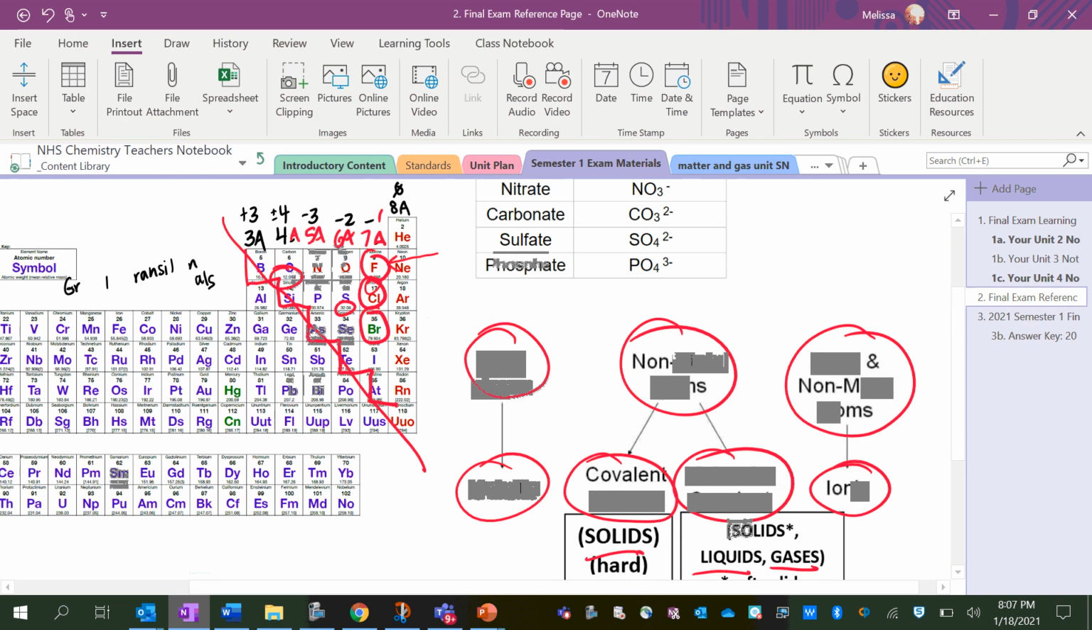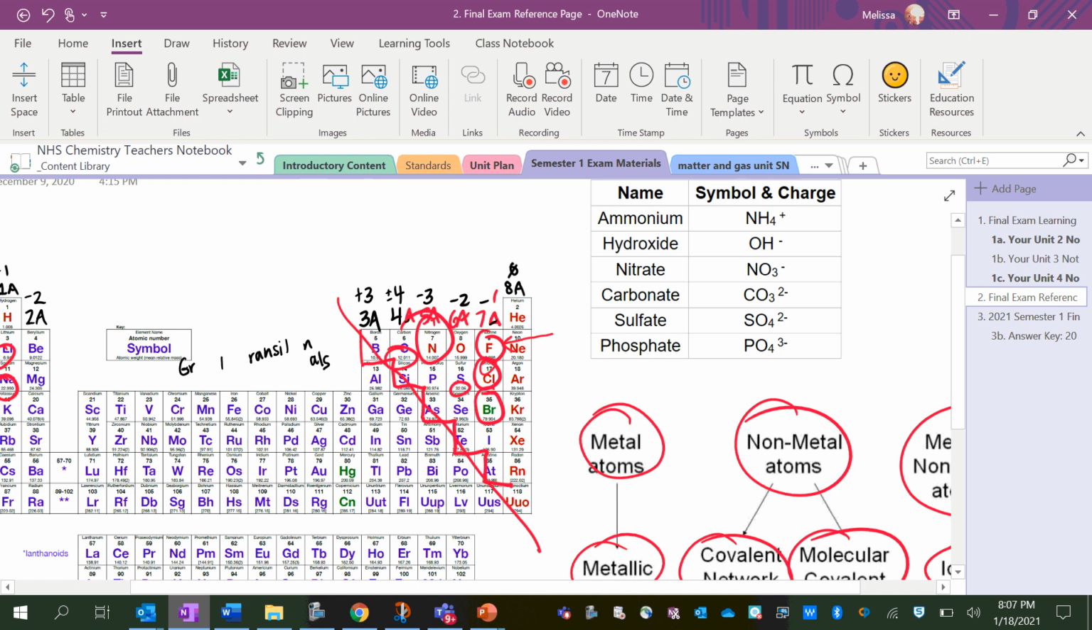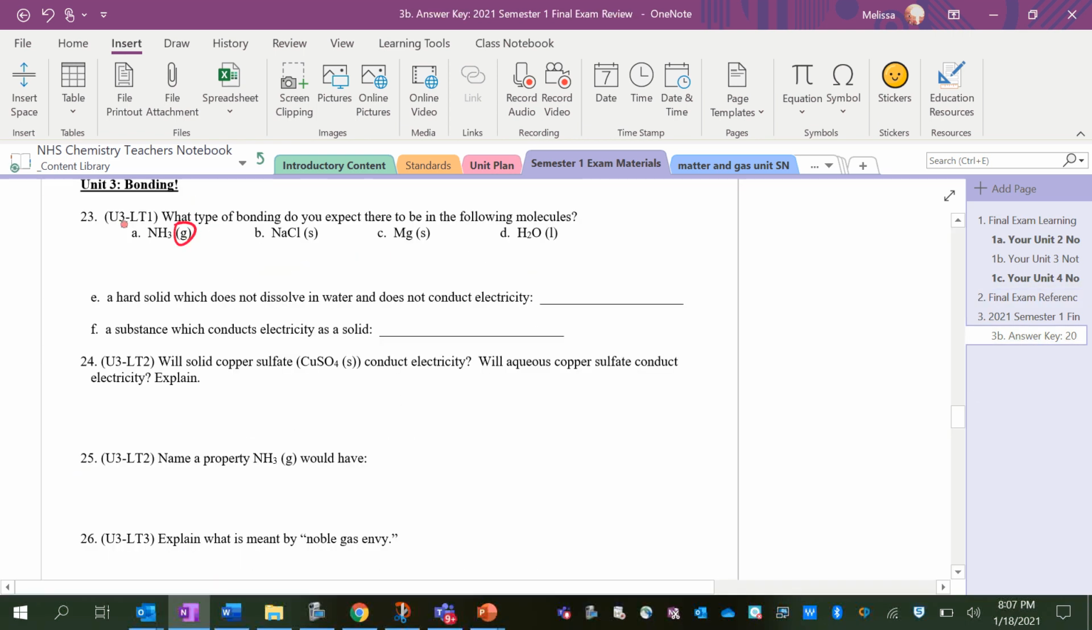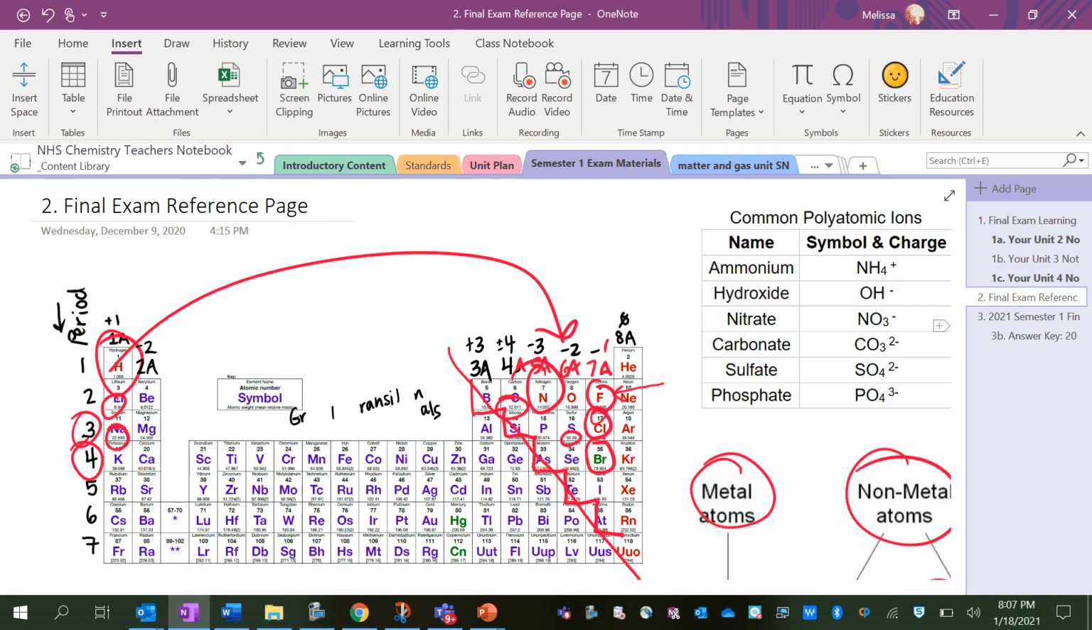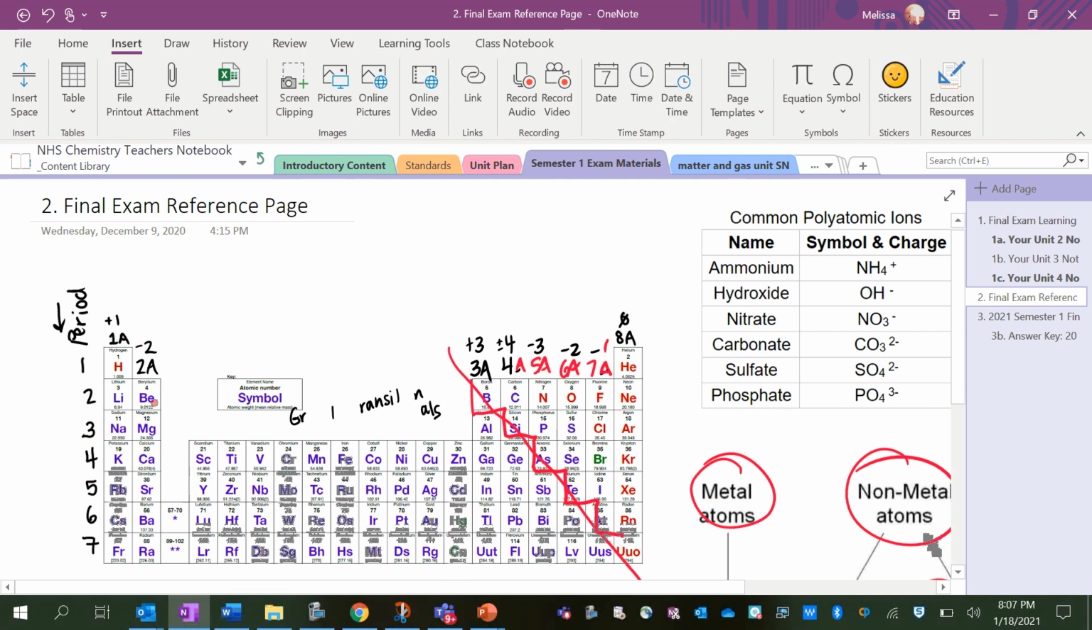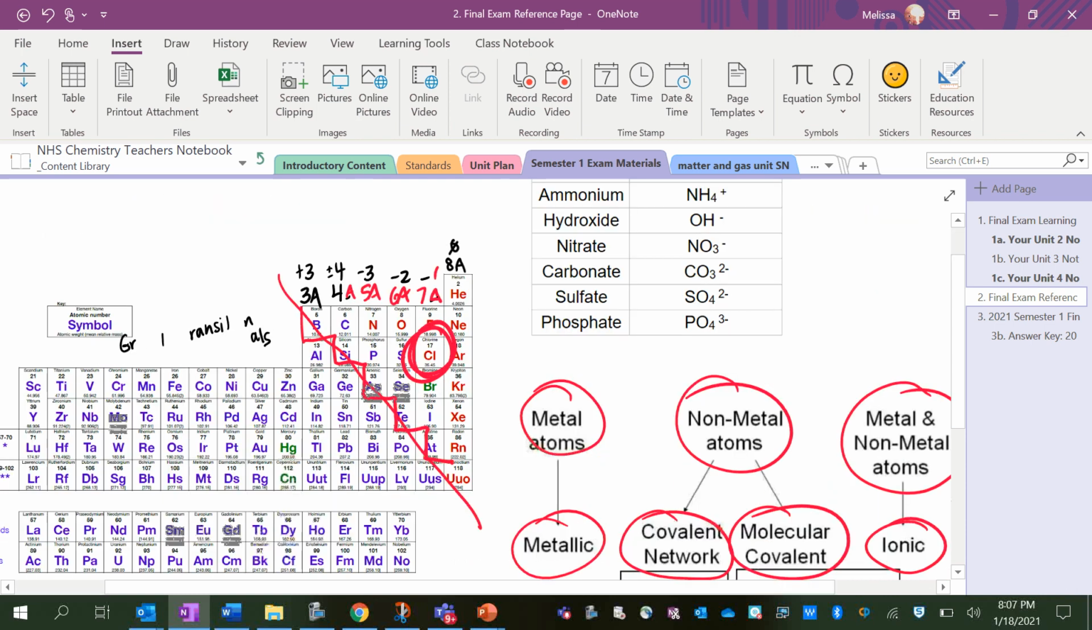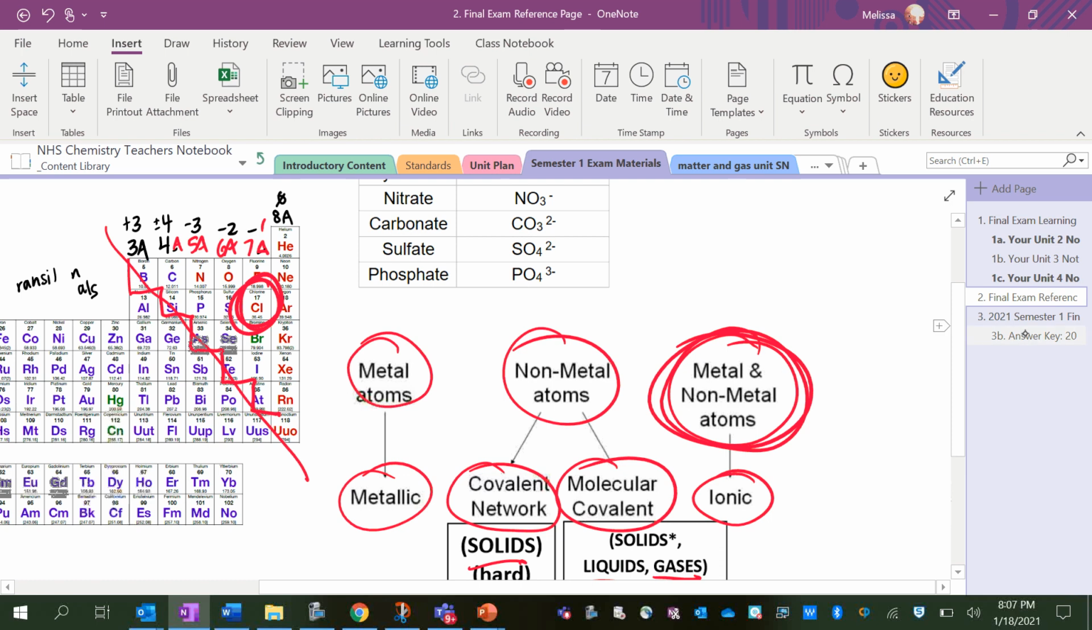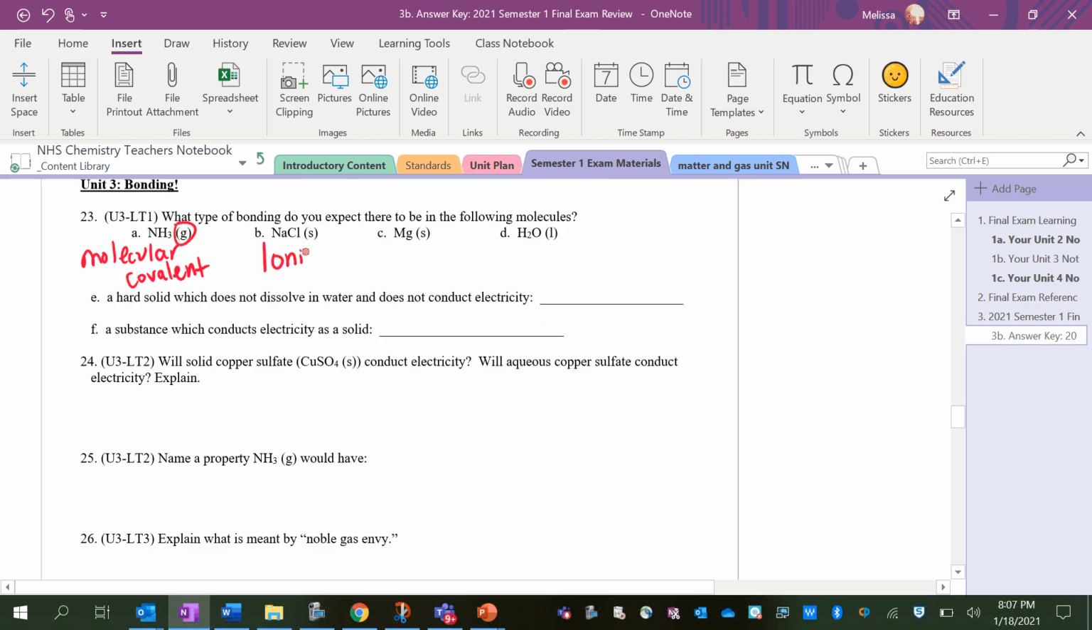NH3, just to double check, those are non-metals. Nitrogen is to the right of the zigzag, and hydrogen is definitely a non-metal. So this would have molecular covalent bonding. And the next one, NaCl. Let's find out where they're at. Na is to the left of the zigzag, and Cl is to the right. That means we've got a metal and a non-metal, which means this has ionic bonding.